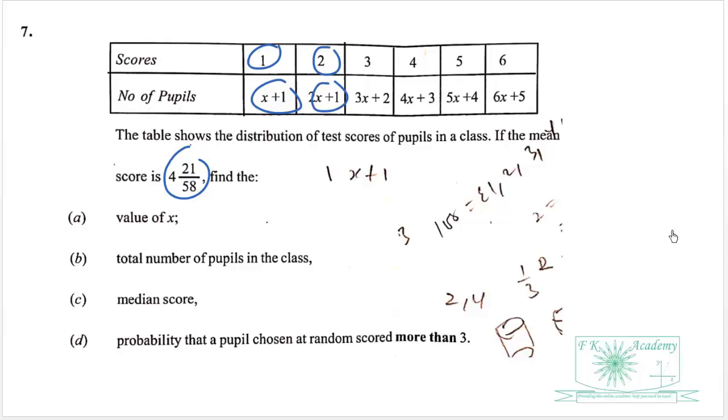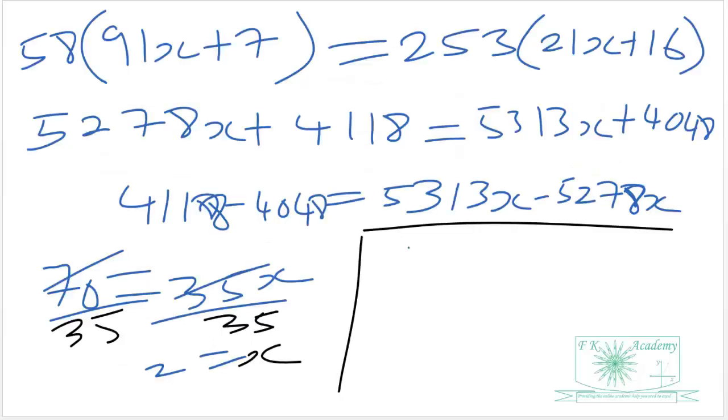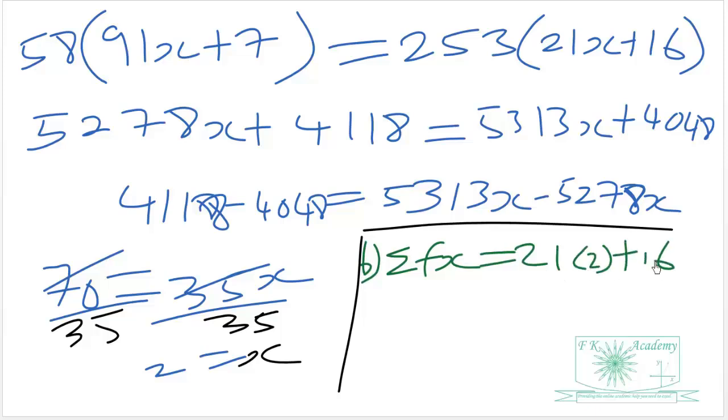And we are asked to find the total number of pupils in the class. That is summation f. We know that summation f is equal to 21x plus 16. So the total number of pupils is 21 times 2 plus 16. And that will give us 42 plus 16, which is equal to 58.